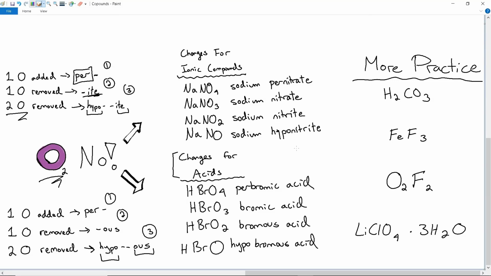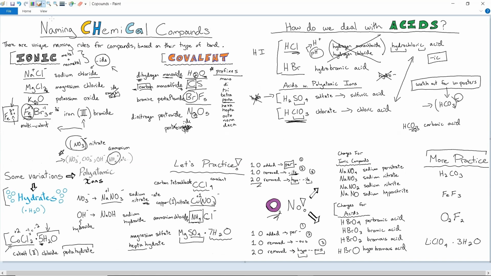Okay, thank you for following along with me. I know that was a lot. I'm going to leave these practice questions here for you. Now that we've gone over all of the naming rules, you should have all of the tools to name these 4 chemical compounds. Let's zoom out to see all the work we've done.